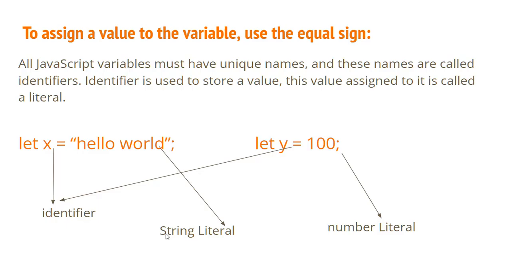All JavaScript variables must have unique names, and these names are called identifiers. An identifier is used to store a value. The value assigned to it is called a literal. For example, here x and y are identifiers and the assigned values are the literals.